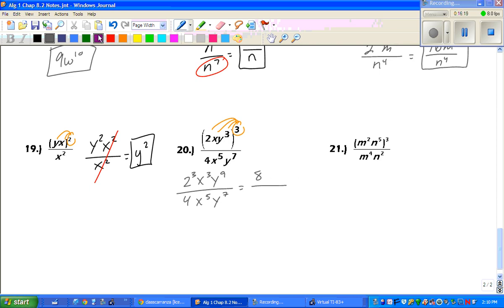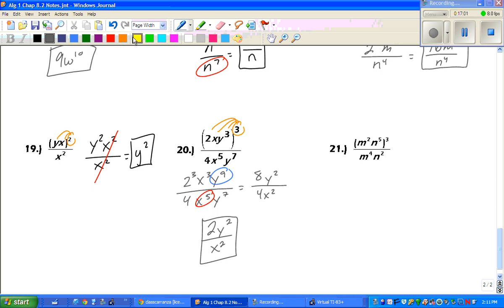Now, who wins for the x's, the top or the bottom? Okay, the bottom wins, and the bottom wins by 2. And who wins with the y's, the top or the bottom? Well, the top wins, and the top wins by 2. But now, can you reduce that? 8 divided by 4? We can. 8 divided by 4 is 2. Y squared, x squared. And that's going to be our final answer.